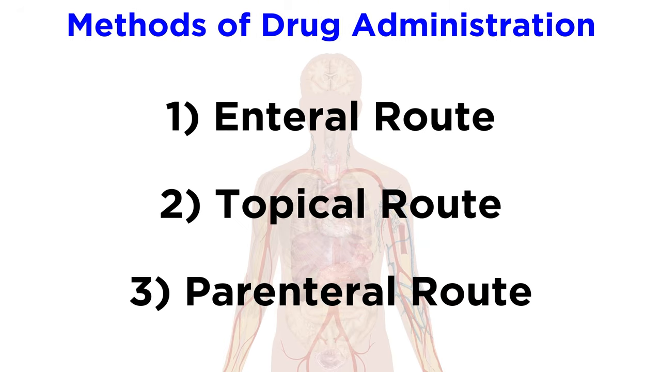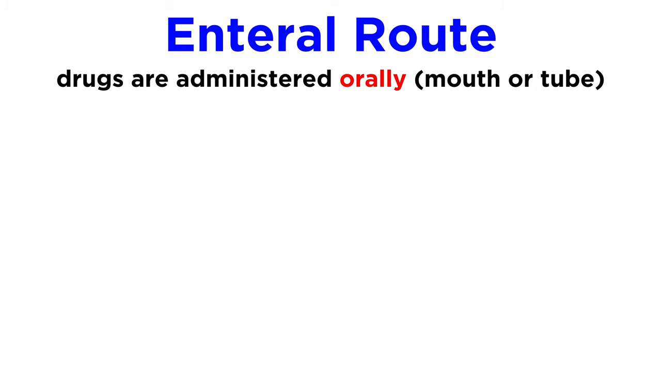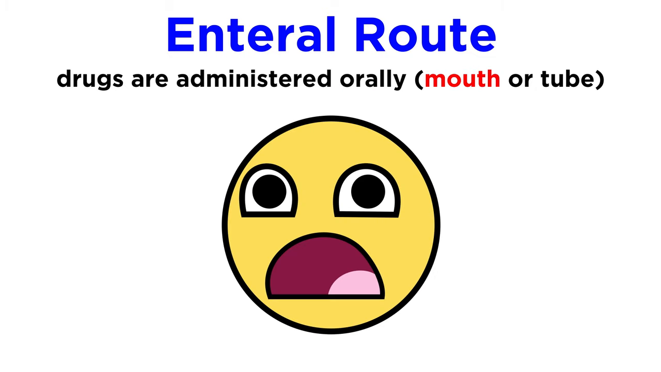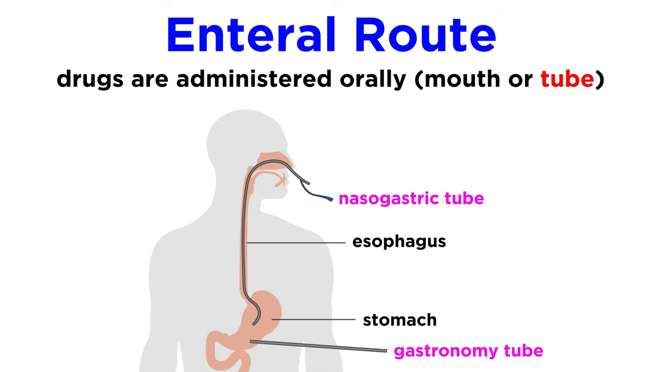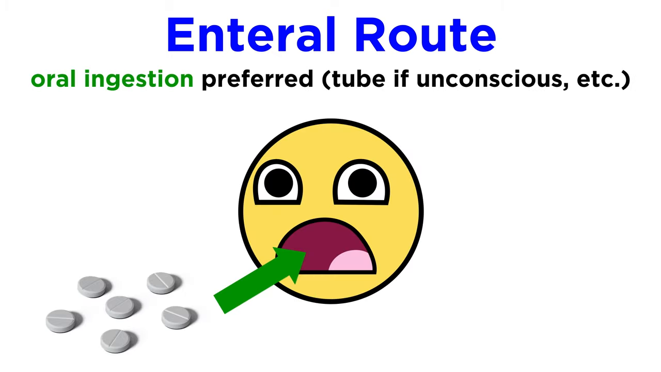The main methods of drug administration we will discuss are the enteral, topical, and parenteral routes, each of which have numerous subcategories. Starting first with the enteral route, this involves drugs being administered orally, which means through the mouth, or through either nasogastric or gastrostomy tubes, which are essentially feeding tubes that route directly to the stomach, either through the nostril in the case of the former, or through the belly in the case of the latter. In any of these cases, the drug ends up in the stomach, with oral ingestion being preferred, leaving tubes to be utilized only if there is some issue preventing oral ingestion, such as when the patient is unconscious and thus unable to swallow.